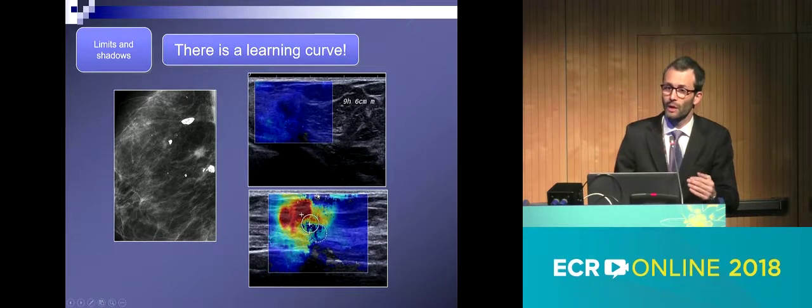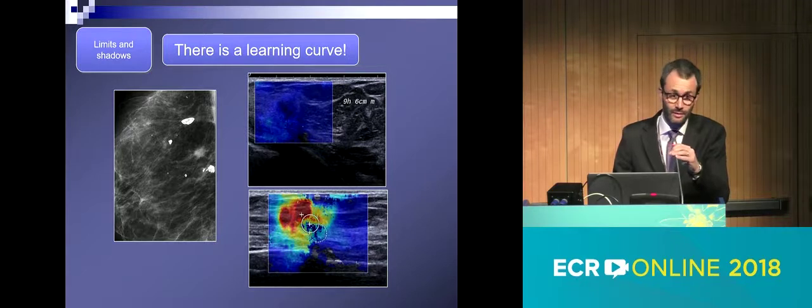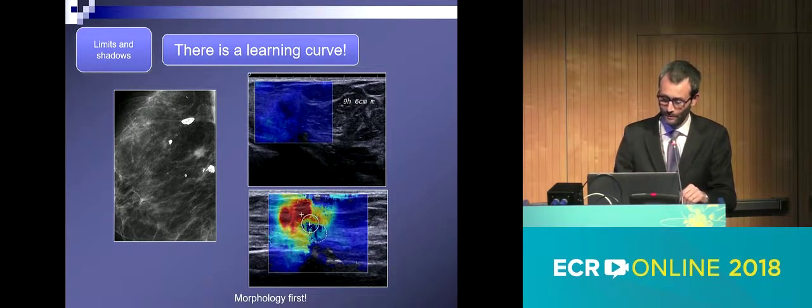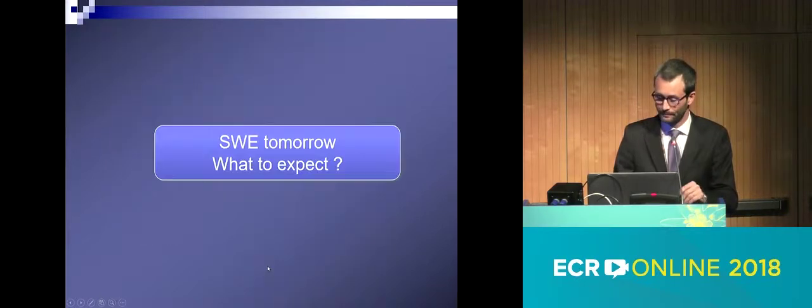The good news is when we teach this technique to our residents, it's not more difficult than usual B-mode ultrasound. So they really become good with this technique very, very fast. And the big problem is when they used to do breast imaging using this technique, and they have to leave the department to go elsewhere with no shear wave elastography, they feel a little bit lost. So this is a big limitation. But first, if you have a doubtful image, just go back to morphology, because sometimes the technique is less reliable.